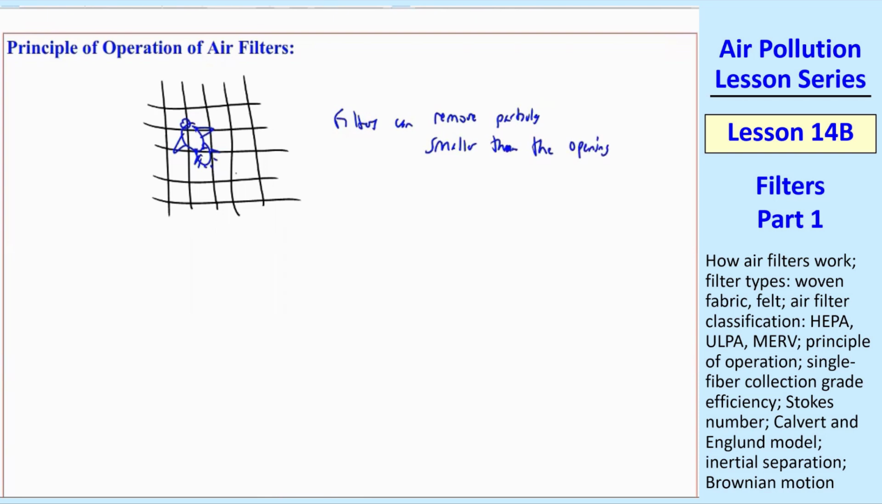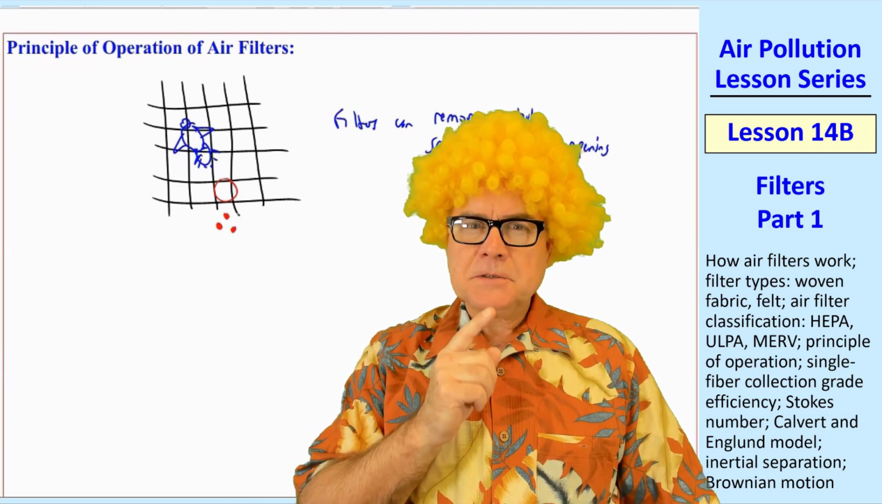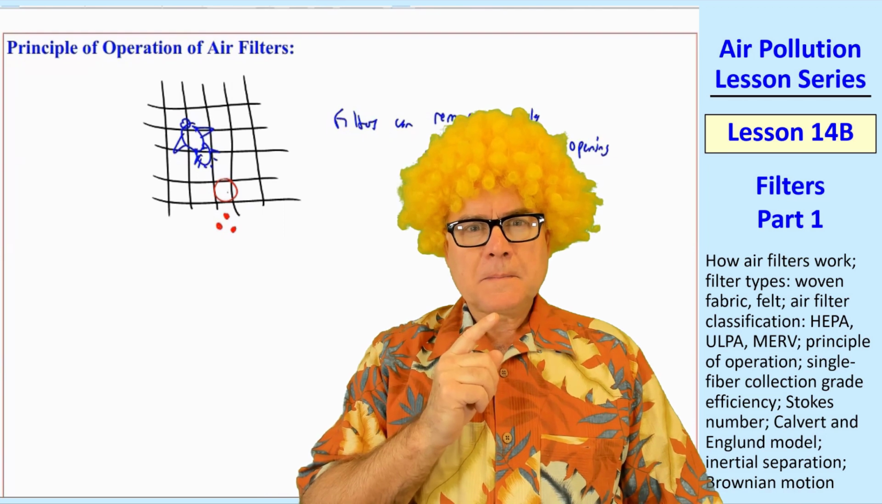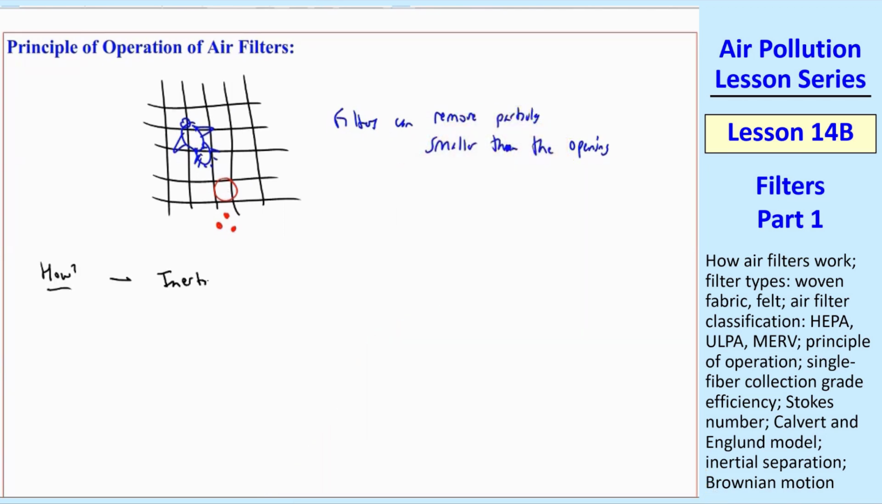So in this case, this opening size here, most people would say, well, you can't stop any particles smaller than that, only particles bigger than that. But you might be able to stop actually particles that are smaller than that. Then, sir, how do these air filters work? Thank you, Boris. I was hoping that someone would ask me that. The answer is something we've been talking about, and that's inertial separation.